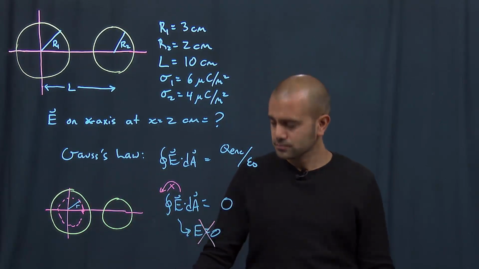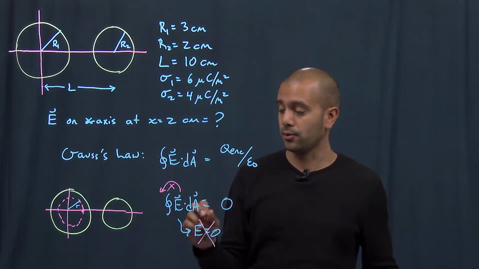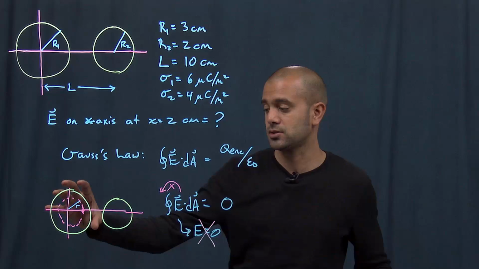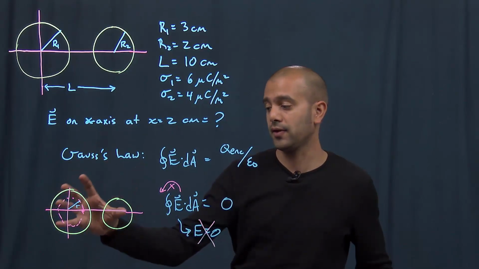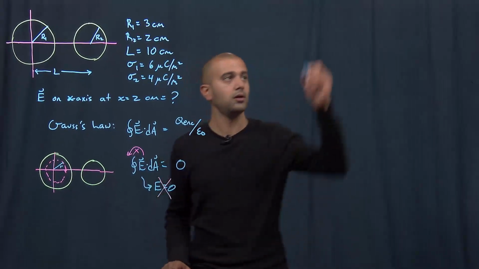So how to proceed? The way to do this problem is to break it up into parts. Use the superposition principle. In other words, let's find the electric field due to just this ball of charge, and then we're going to find the electric field due to just this ball of charge, and we can add them up. So we'll do those one by one.